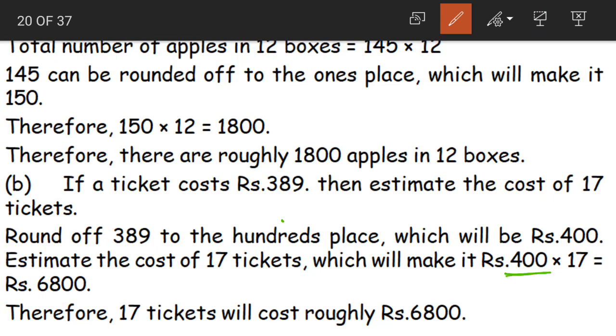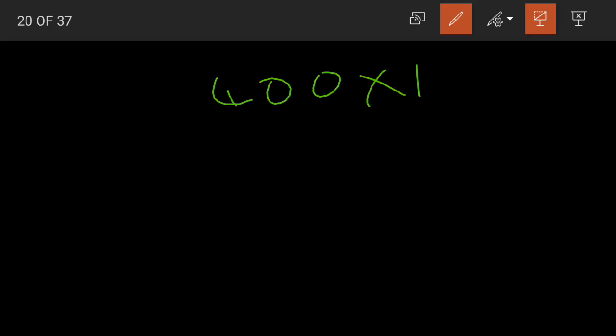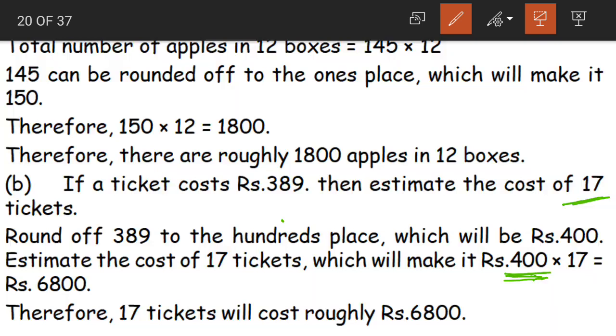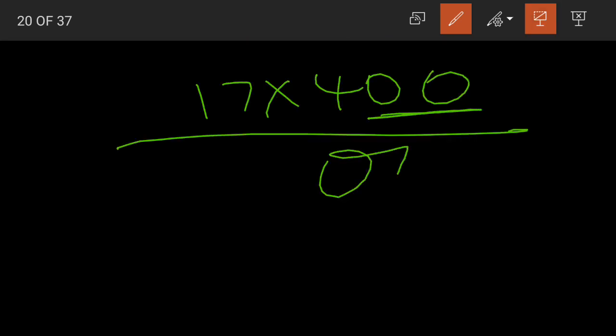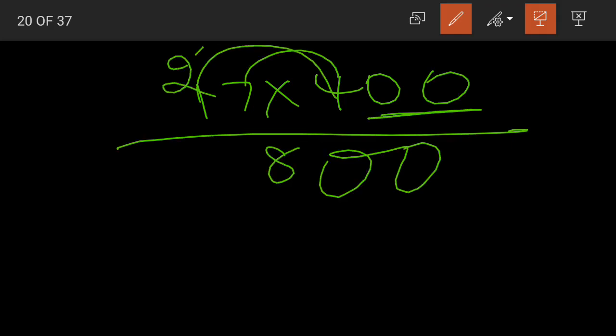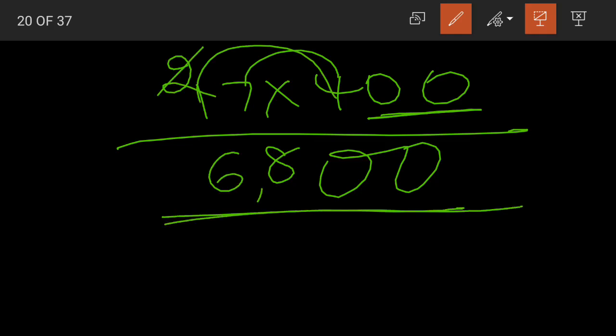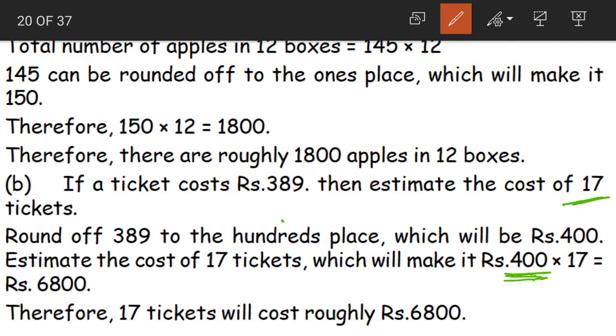Approximately each ticket costs us 400. Now multiplying this 400 with 17. Yes children, we know how to do this, right? We are having two zeros. Simply I'll write it like this, 17 into 400, so that multiplication becomes easy. 2 zeros written as it is. 4 sevens are 28, 2 carried, 4 ones are 4, plus 2 becomes 6. 6800 is our answer. So therefore 17 tickets will cost roughly 6800 rupees.